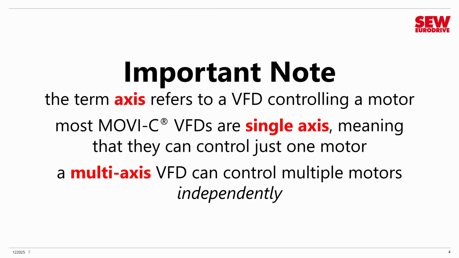The term axis. The term axis refers to a VFD controlling a motor. So any VFD with an attached motor is an axis. Now be aware that most MOVI-C VFDs are what we call single axis, meaning that they can control just one motor. Now, it is possible to connect two motors in parallel to a single-axis VFD, but those motors are going to run together and they're going to behave basically identically. So that is still a single-axis application even though there's more than one motor.